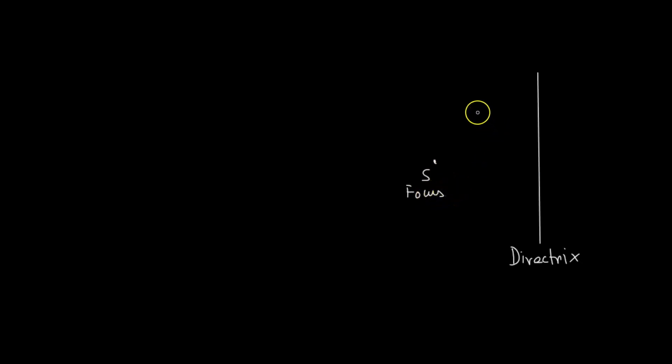And then we have a point. This is the point P, and this point P is going to move along the plane that contains the focus and the directrix in such a way that we define the distance between point P and point S, and also define the distance of point P from the directrix. So the ratio of these distances is always going to be fixed.